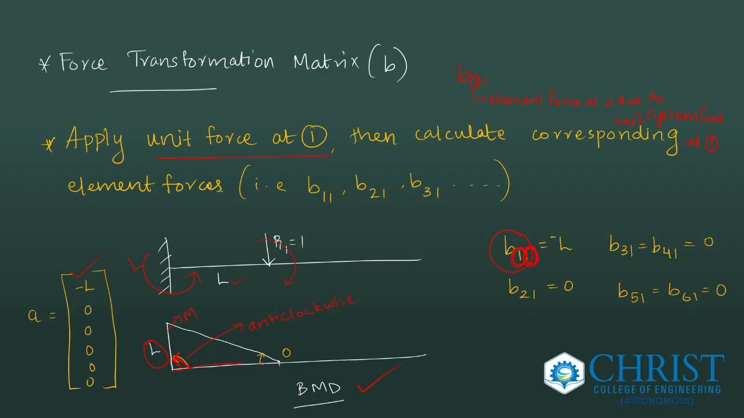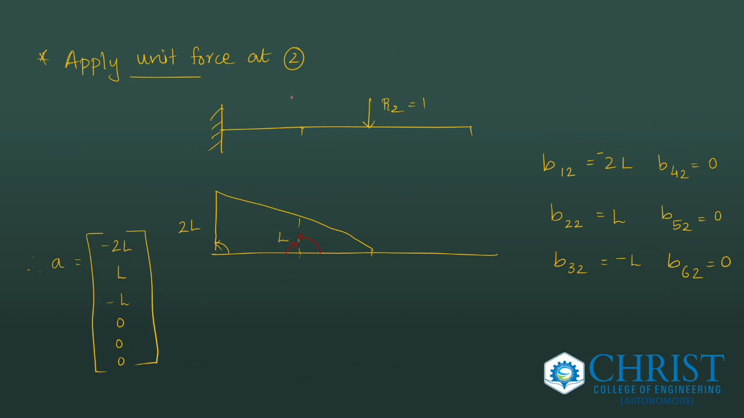And at the second point, no bending moment, so 0. Third point, nothing. Fourth point, nothing. Fifth point, nothing. And sixth point, nothing. No values exist. So minus L, 0, 0, 0, 0, 0 is my force transformation matrix column due to the first condition. Now the second condition: apply unit force at the second system coordinate R2.